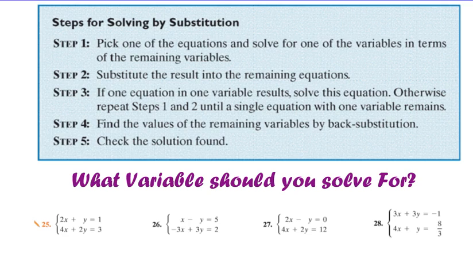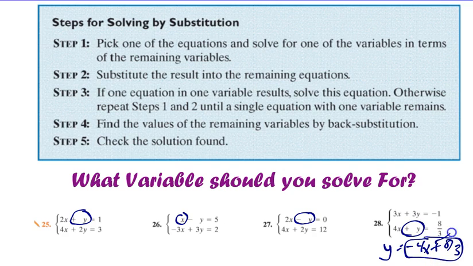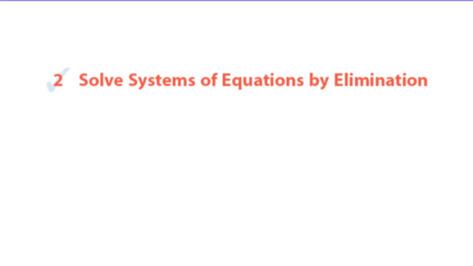But to make sure that you understand the substitution method, I would probably solve for this top x, or solve for the top y here, or probably solve for the bottom y. Getting y by itself, y equals -4x plus 8/3. If you solve for the bottom, plug that into the top. If you solve for the top, x is equal to y plus 5, then you plug it into the bottom equation. So that's substitution method.